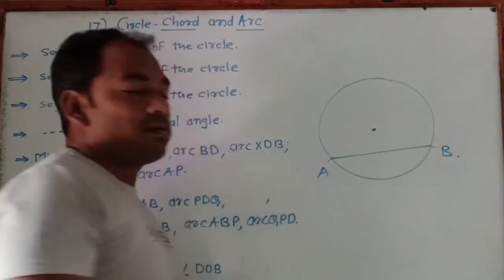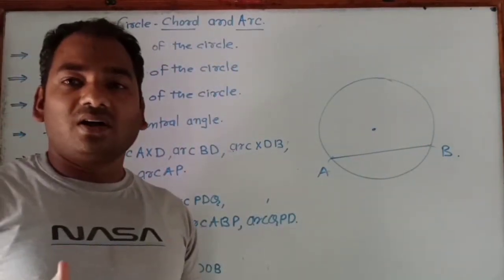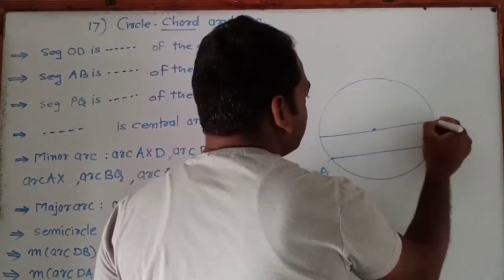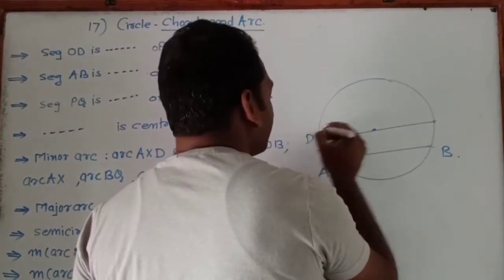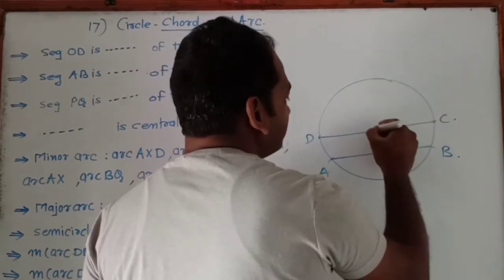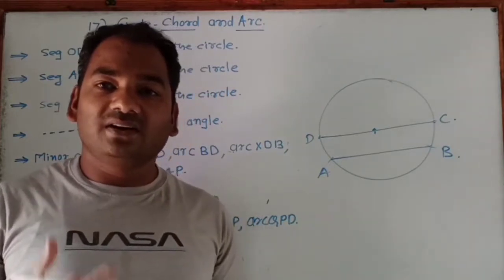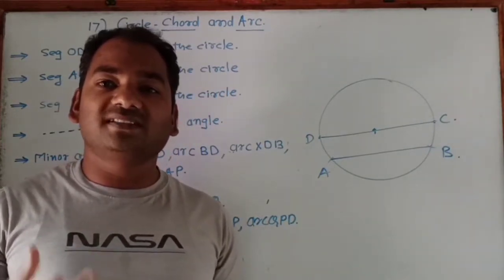Sometimes our chord can pass through the center of the circle like this. Let this be DC, which is a chord passing through the center. So it is called diameter, or we say the biggest chord of the circle.